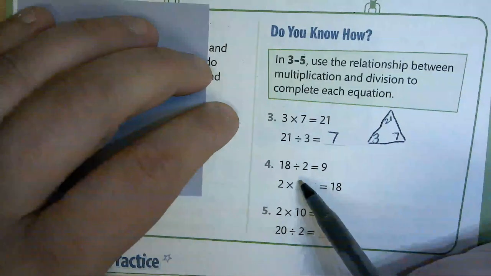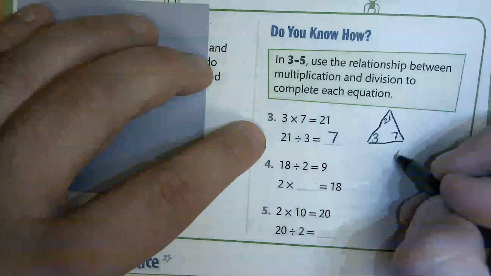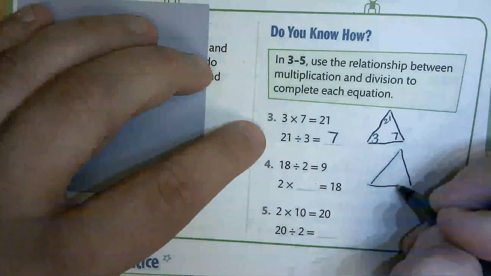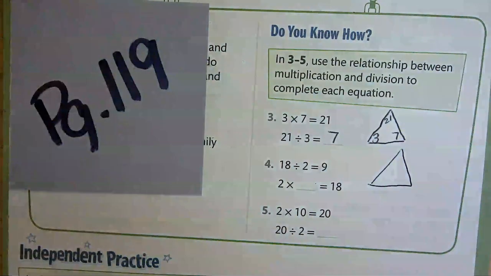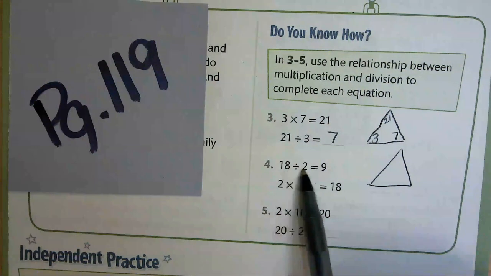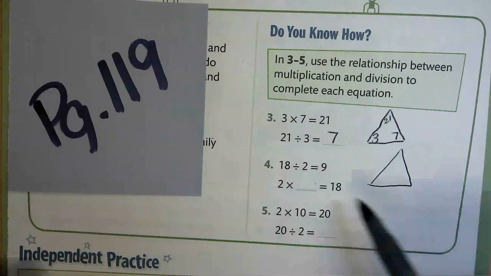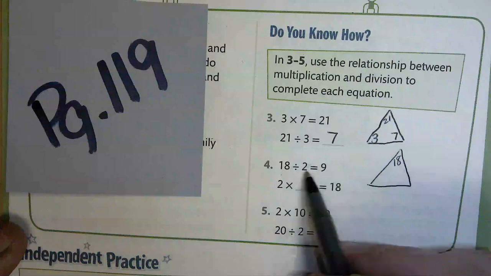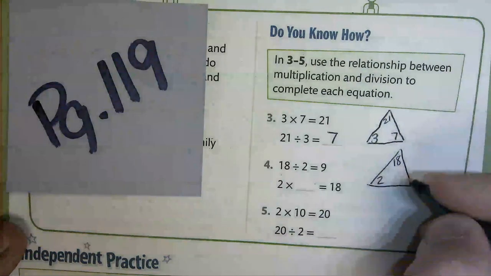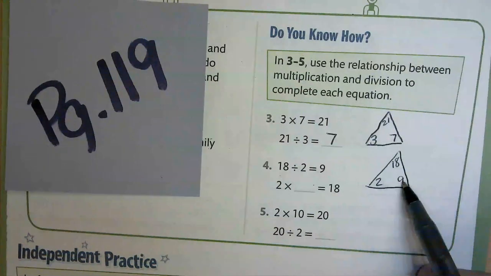All right. Look at number 4. Number 4 is 18 divided by 2 equals 9. So draw your triangle with me again. All right. There's my triangle. And now I'm going to go ahead and take a look and say, all right, well, if I have 18 divided by 2 equals 9, what of those 3 numbers is my largest number? Well, it's 18. So 18 is going to come up on top. Then my other 2 numbers can go on the bottom. So 2 and 9. 18 divided by 2 equals 9.